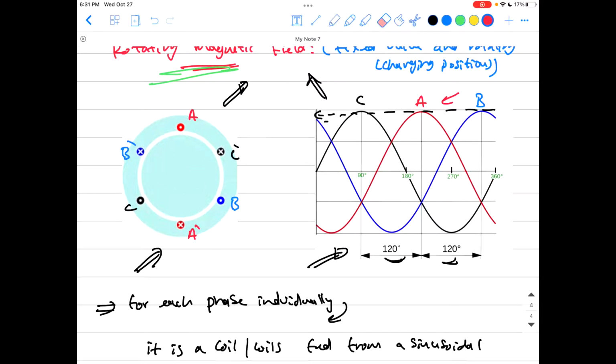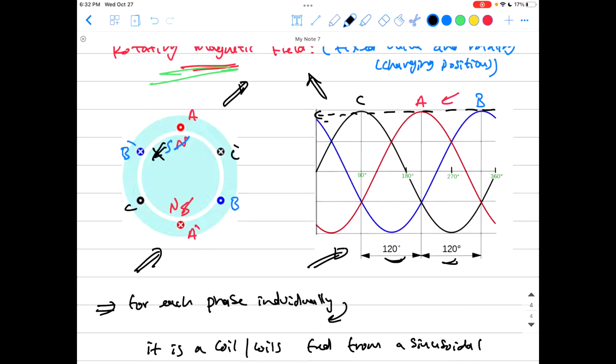So sometimes this guy will be a north, sometimes it will be a south, and this guy will sometimes be a south and sometimes a north, okay? But it holds its position and it just changes polarity and magnitude, but it does not rotate around, it does not go anywhere like this.